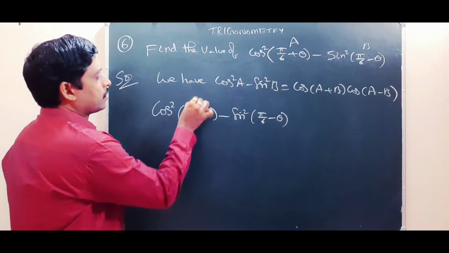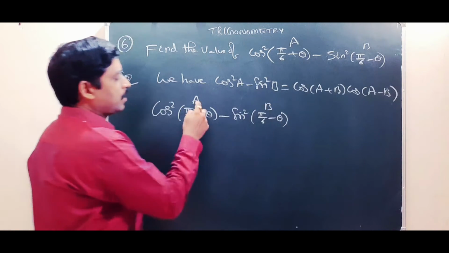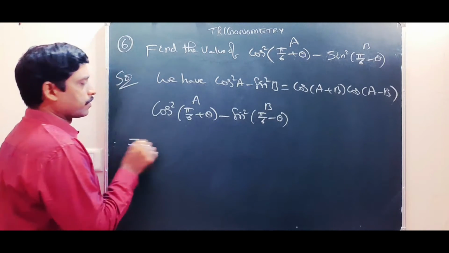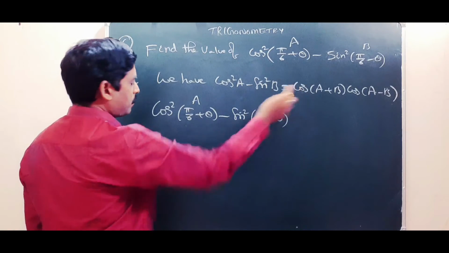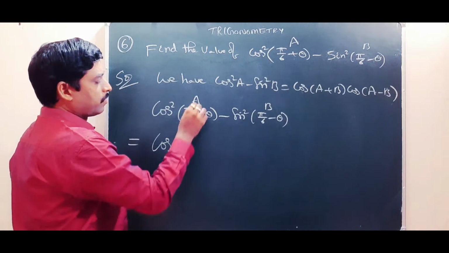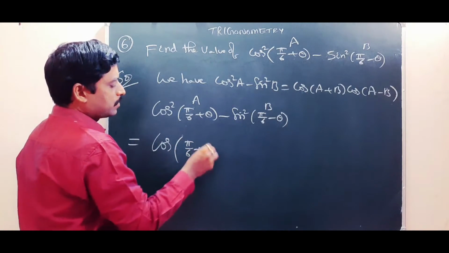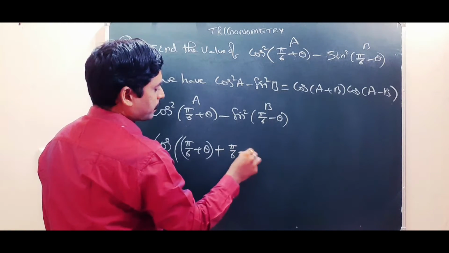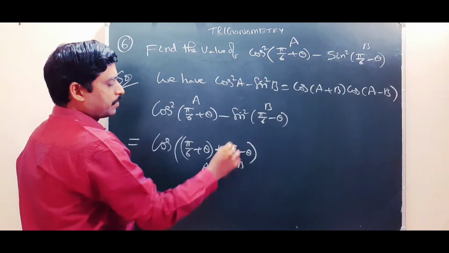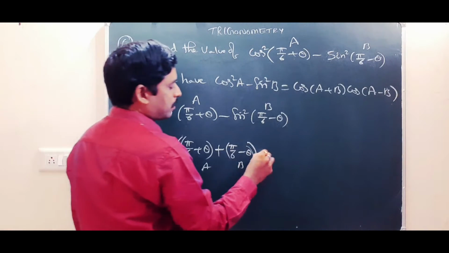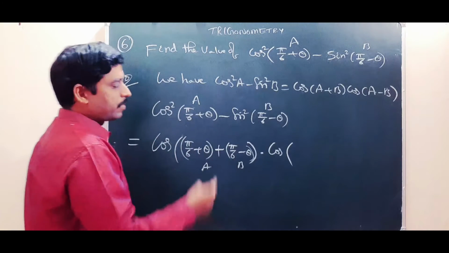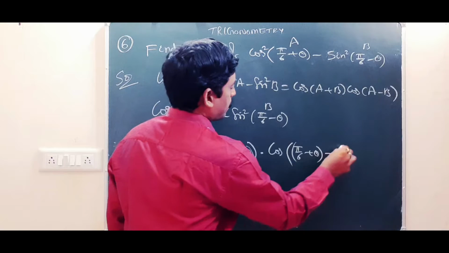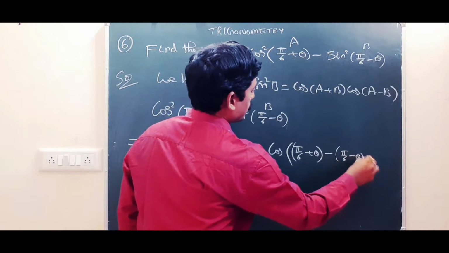Okay. So let us take A equal to pi by 6 plus theta, B equal to pi by 6 minus theta. We apply this formula cos(A plus B) into cos(A minus B), where A plus B is pi by 6 plus theta plus pi by 6 minus theta, and A minus B is pi by 6 plus theta minus pi by 6 minus theta.